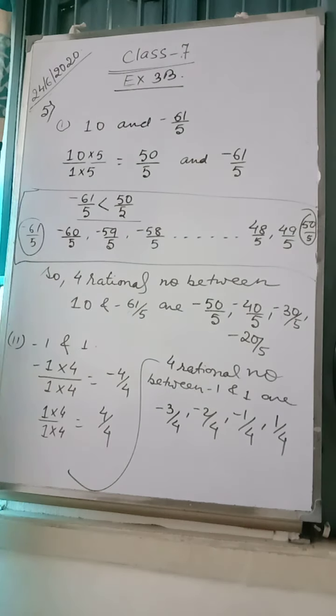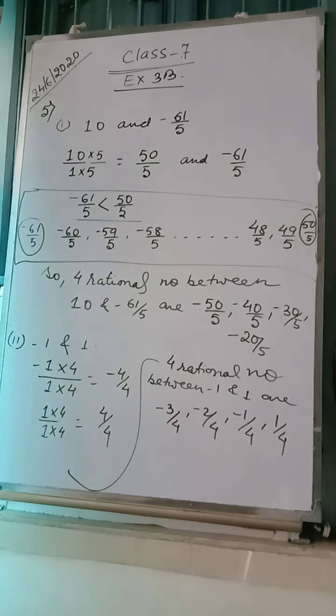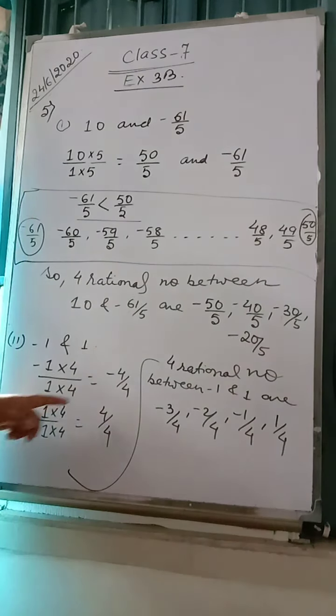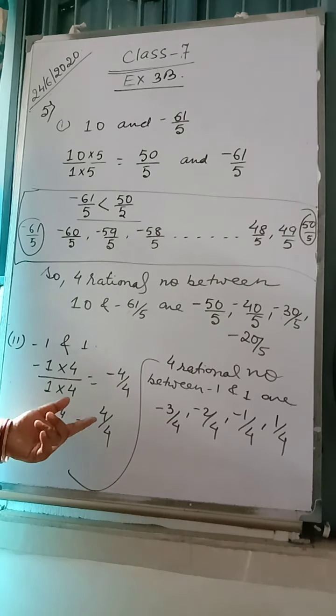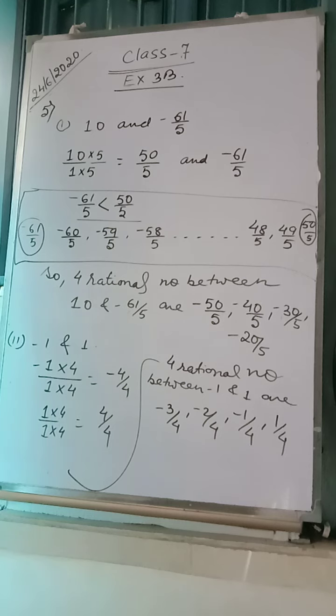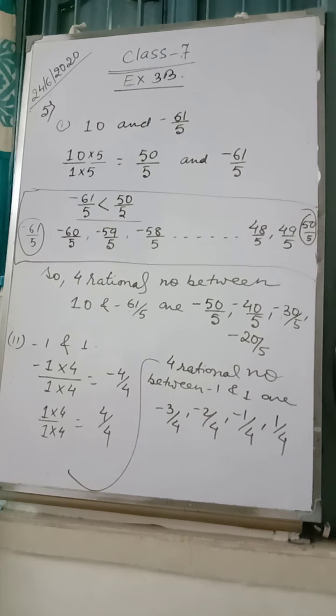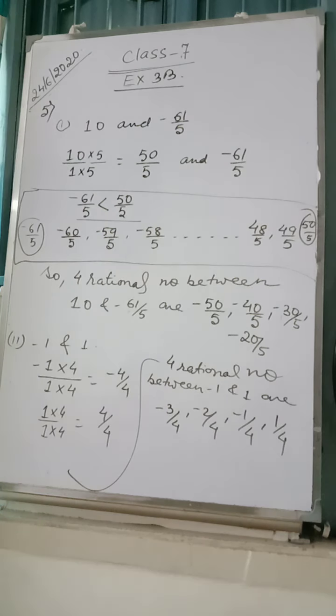We have to make the denominator equal, then we have to find the numbers. Minus 1 can be written as minus 4 by 4. Now this value is minus 1 only. And this 1 can be written as 4 by 4. What is its value? 1. So we are writing it in a broader way, as an equivalent rational number, to get more rational numbers in between. Okay. Now next we have state true or false.